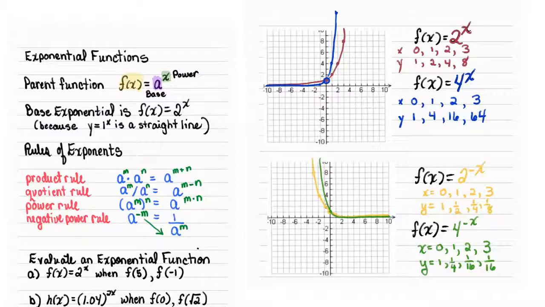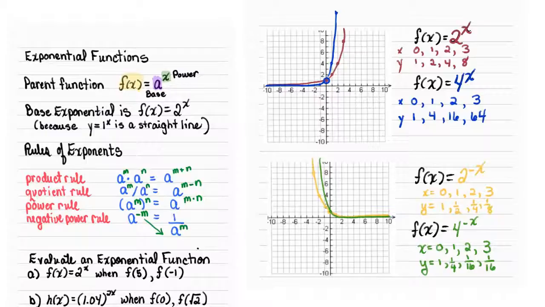Using some of our rules of exponents, we can use our exponential functions, just remembering that the product rule is same base times same base, we add the powers. Same base over the same base, we subtract the powers. A base raised to a power and powered up again, we multiply the powers. And if we have a negative power, we just slide it down under the fraction bar.